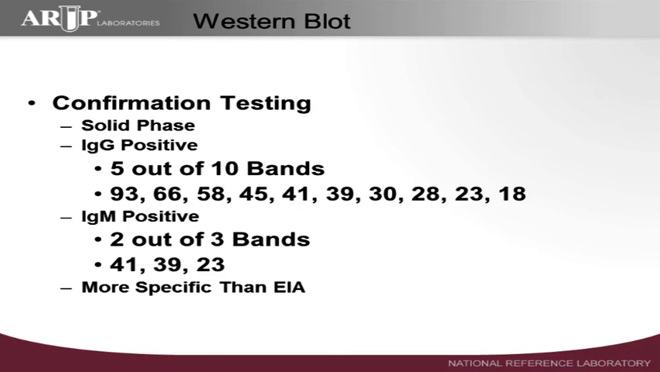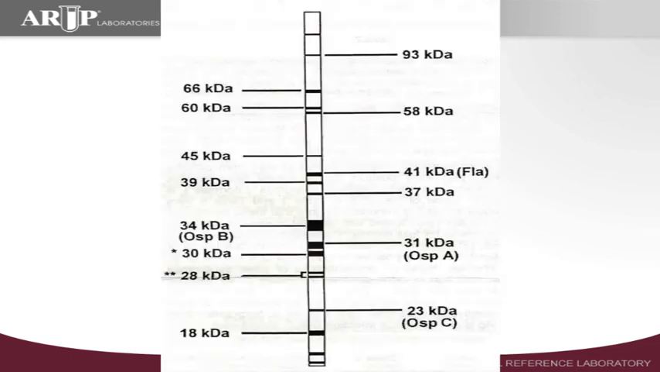Why would you want a really sensitive test to begin with? So we went back to our EIA, which is very sensitive, and you have a Western blot test, which is very specific. Why do we want that combination? And remember what the definitions were.